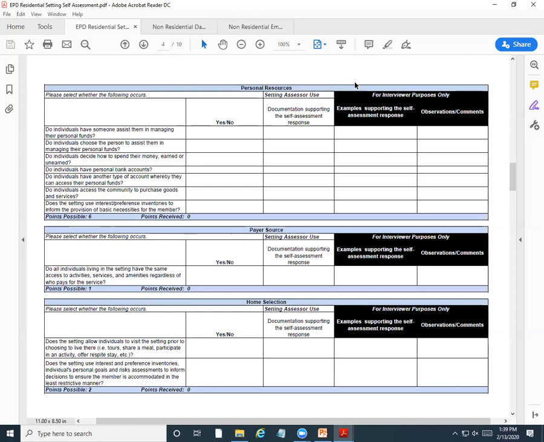And does the setting use interest or preference inventories to inform the provision of basic necessities for the member? So this is like, let's say someone has dementia, or maybe they're a person with a cognitive disability where communication is challenged, right? But how do we go about, let's just try to figure out, we've got money to spend for Dara to buy clothes, or to, you know, buy movies. We know she likes to watch movies, and we're challenged to figure out what exactly she might like.